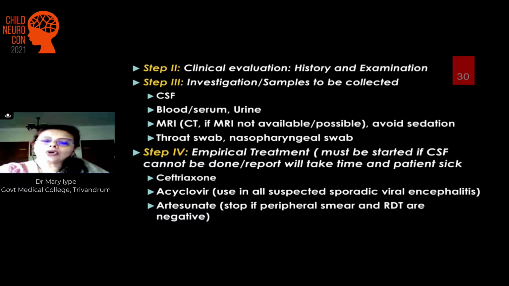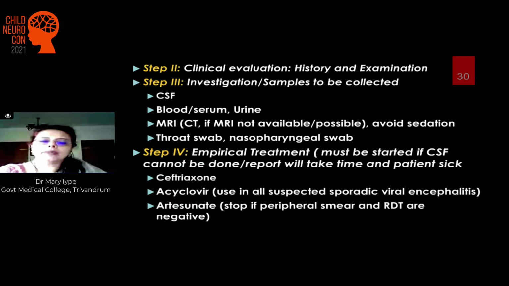Ceftriaxone should be started in all cases until you're sure there is no bacterial meningitis. Acyclovir is used in all suspected sporadic viral encephalitis, and you stop it only when you prove that you're not dealing with an encephalitis that needs acyclovir treatment. And artesunate is used especially when there is a suspicion of malaria or you're in a place where malaria is endemic. It is recommended that you start all three together, ceftriaxone, acyclovir, and artesunate, until each of these diagnoses have been disproved.